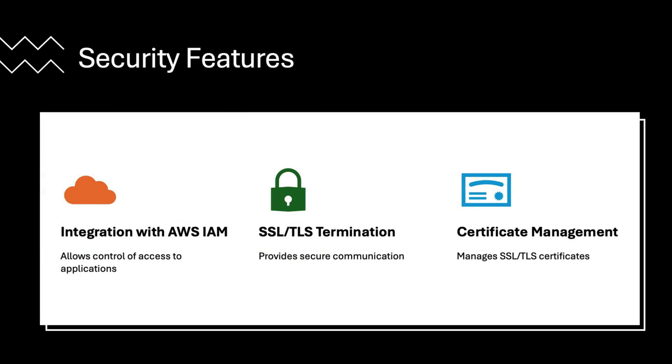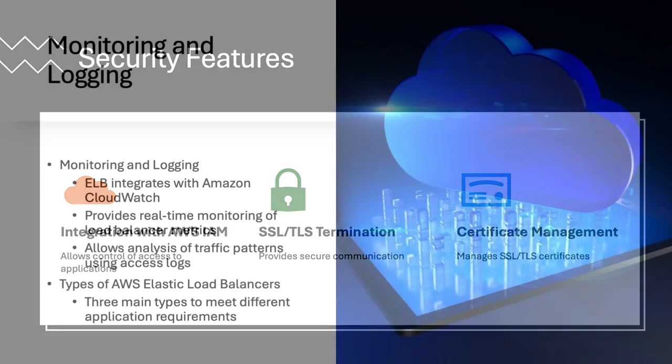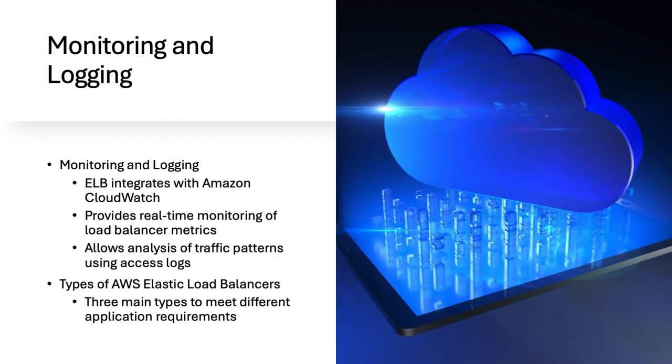ELB integrates with AWS Identity and Access Management, or IAM, for access controls. It uses SSL and TLS termination for secure communication and manages SSL/TLS certificates. AWS Elastic Load Balancers offer monitoring and logging through CloudWatch, providing real-time metrics and traffic analysis.